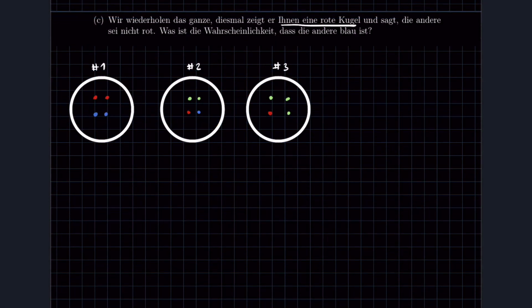Okay, let's just do the last one here. It says that we repeat the whole situation, but this time he shows you a red marble and says that the other one is not red. What is the probability that the other one is blue?